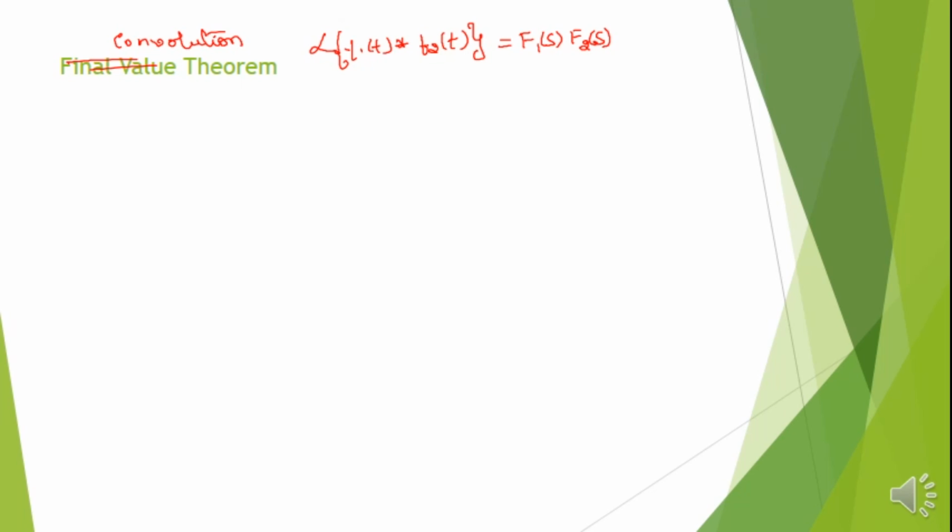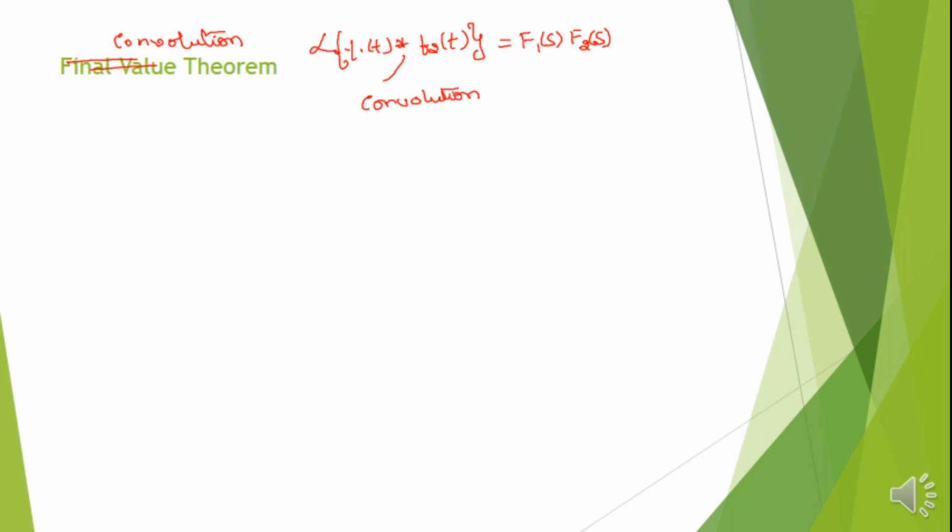So according to the convolution theorem, if f1 of t and f2 of t are Laplace transformable, then the Laplace transform of f1 convolution f2, this indicates convolution. In maths you might have studied convolution. So the Laplace transform of the convoluted signal is equal to F1 of s F2 of s.